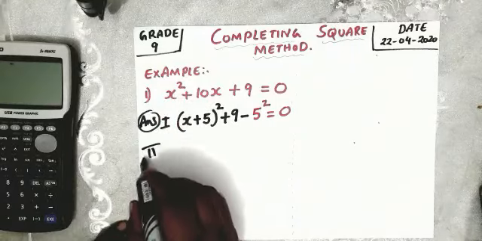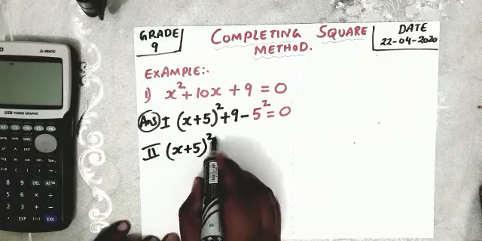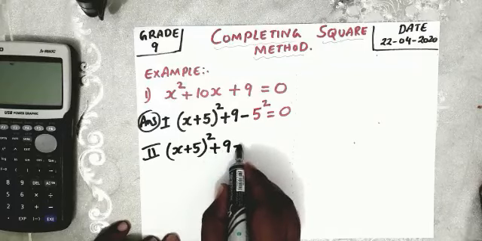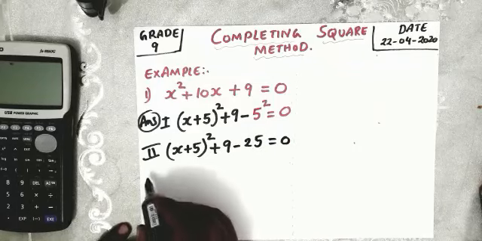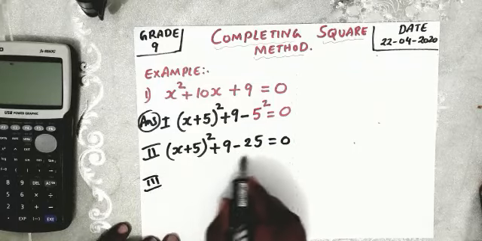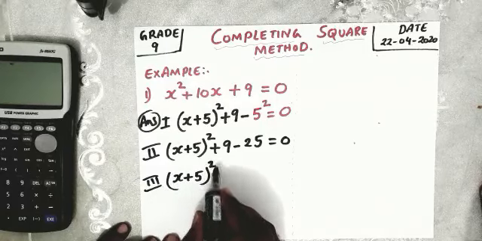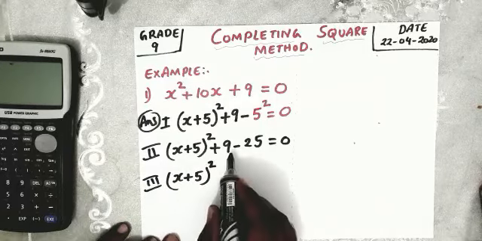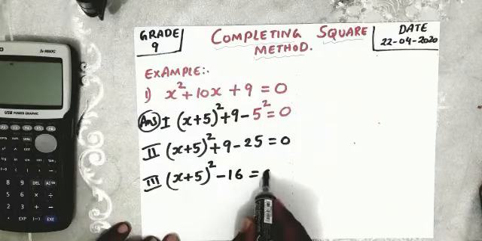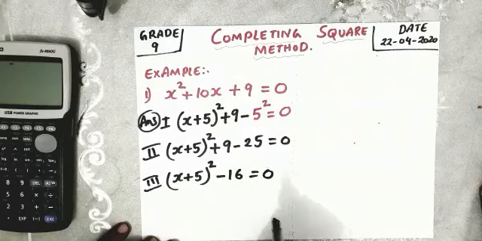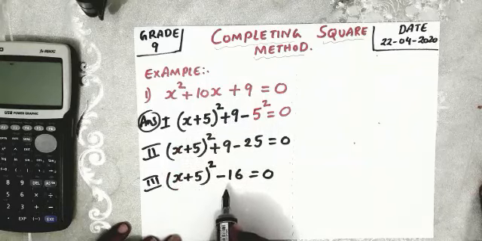Now next step, we are going to take x plus 5, the whole square, plus 9. What is 5 square? 25, equal to 0. The third step, we are going to simplify the constant. So till now, I'm just going the same steps as we did in the vertex form. 9 minus 25 is negative 16 equals to 0. Okay, till here it is fine.